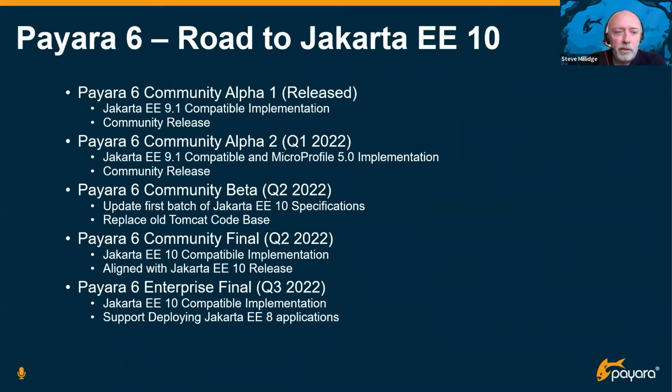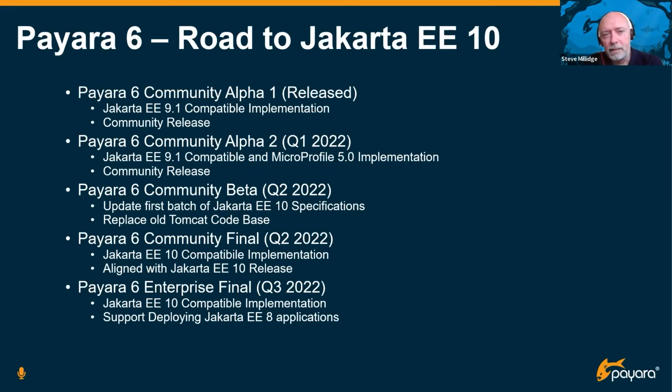So just to put that into words, we have the Community Alpha 1, which is already released, which is a 9.1 compatible implementation that came out last year. Alpha 2 is going to be due in Q1. That will be 9.1 compatible and MicroProfile 5, and that again will be a community release. The Payara 6 community beta will be in Q2. That will include the first batch of Jakarta 10 specs.